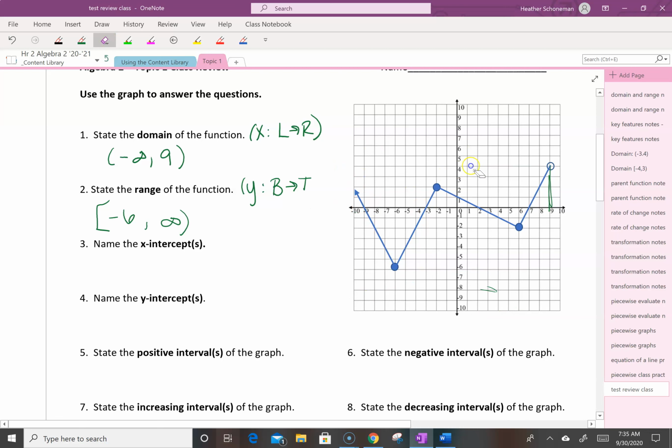All right, intercepts. Intercepts are where it crosses the different axes. So x-intercepts are where it crosses the x-axis. On this one, we have 4 x-intercepts: (-9, 0), (-3, 0), (2, 0), and (7, 0).